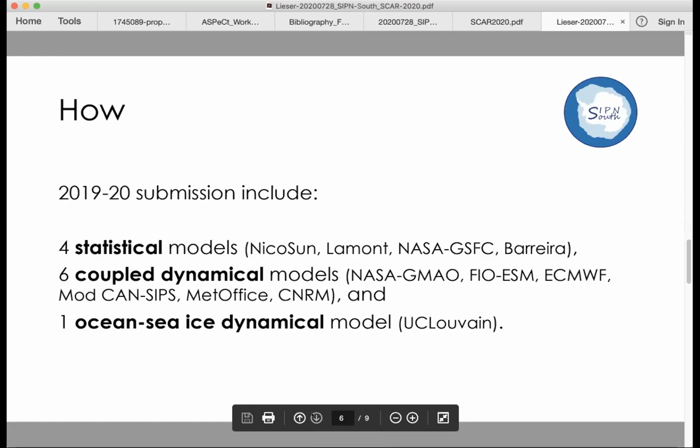On the next slide, what did we get? How did we do it? Well, we didn't do much in the end. We solicited submissions, and I'll go into the details of what these submissions included in a minute. But we basically received for this past summer season 11 submissions, 4 statistical models, 6 coupled dynamical models, and 1 ocean sea ice dynamical model.